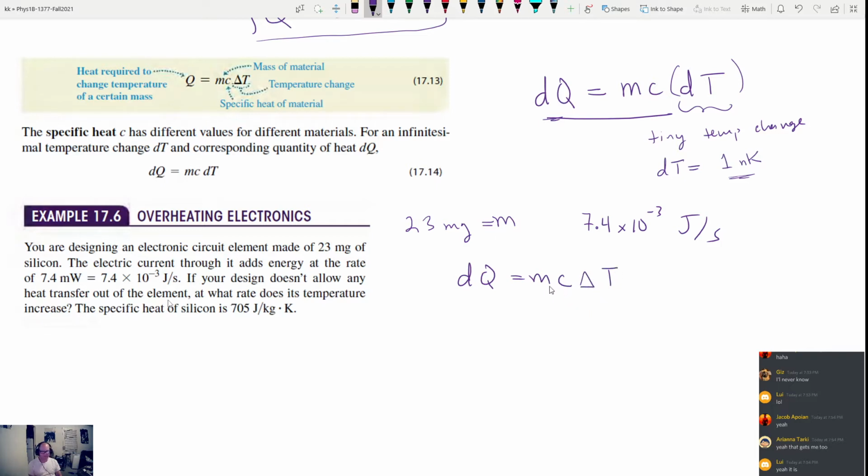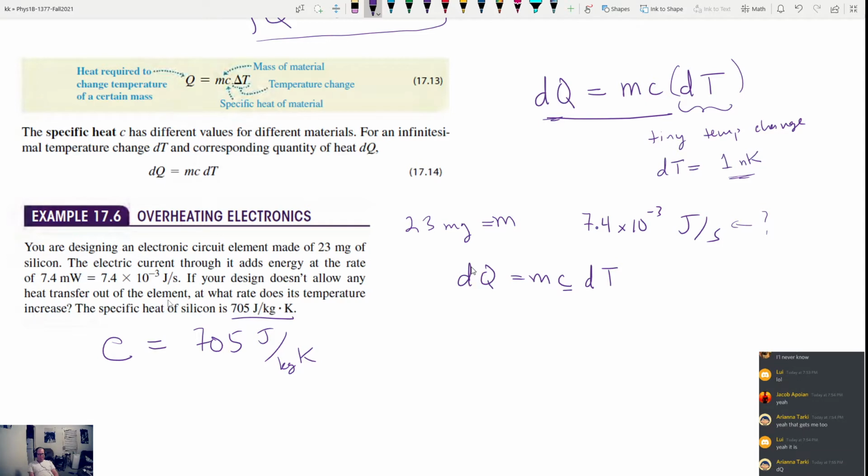Well, first of all, we know it's silicon, right? And they give us the specific heat right here. The specific heat of silicon is 705 joules per kilogram Kelvin, right? So we have C. Oh, that shouldn't be delta. That should be a d. Sorry, that should be dT. And what we know is that there's this rate of energy transfer. So what can we do to our equation to get some information about how to use this quantity here? It's obviously not mass. It's obviously not specific heat. So it's going to have something to do with either the dT or the dQ, right? What's it going to be?